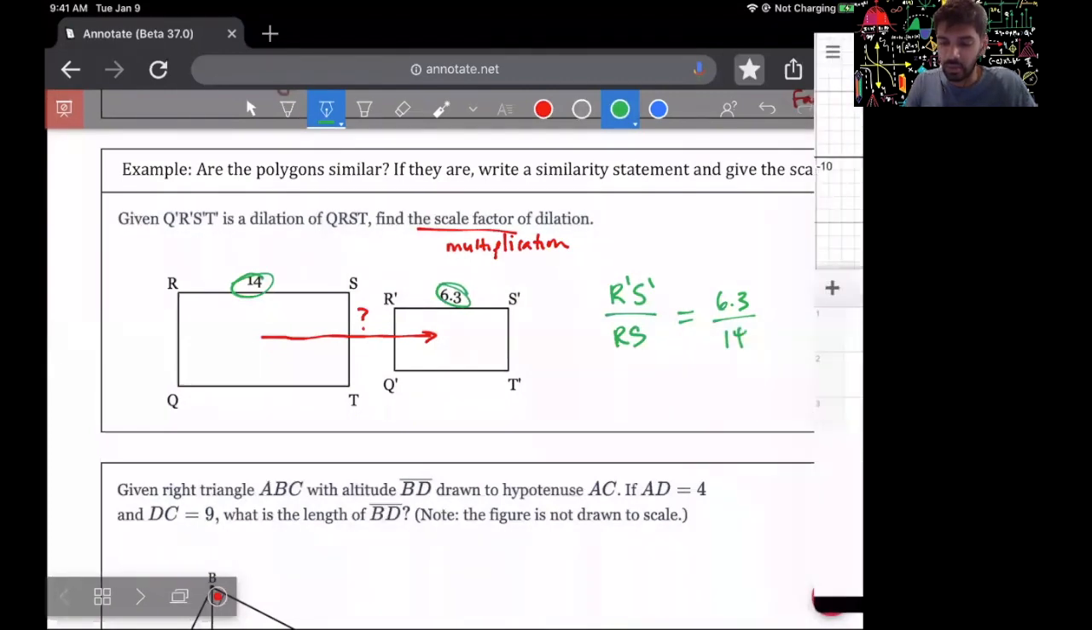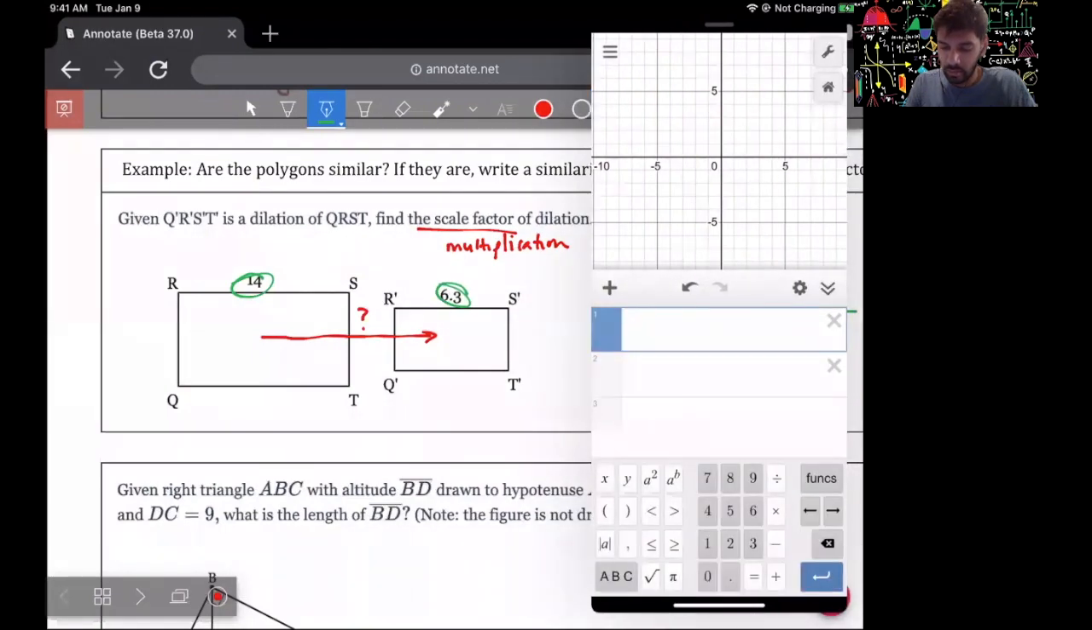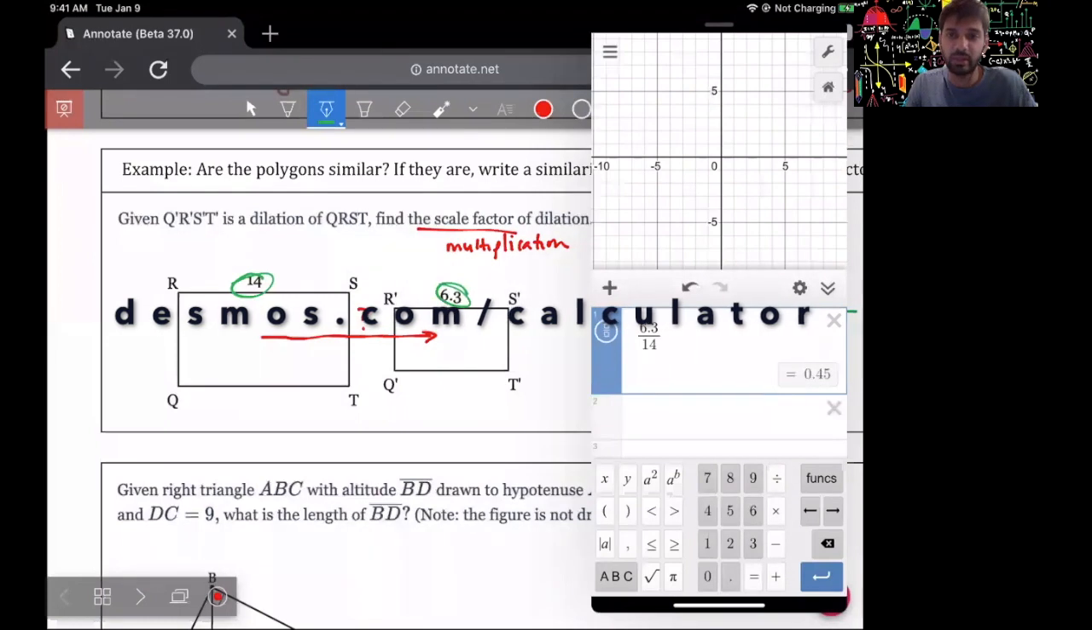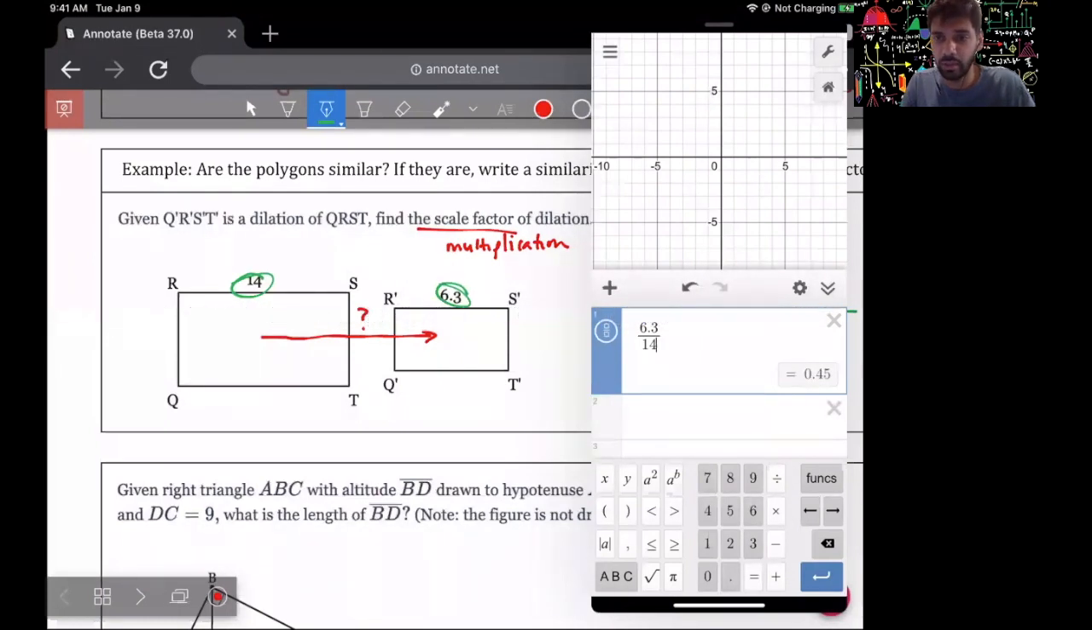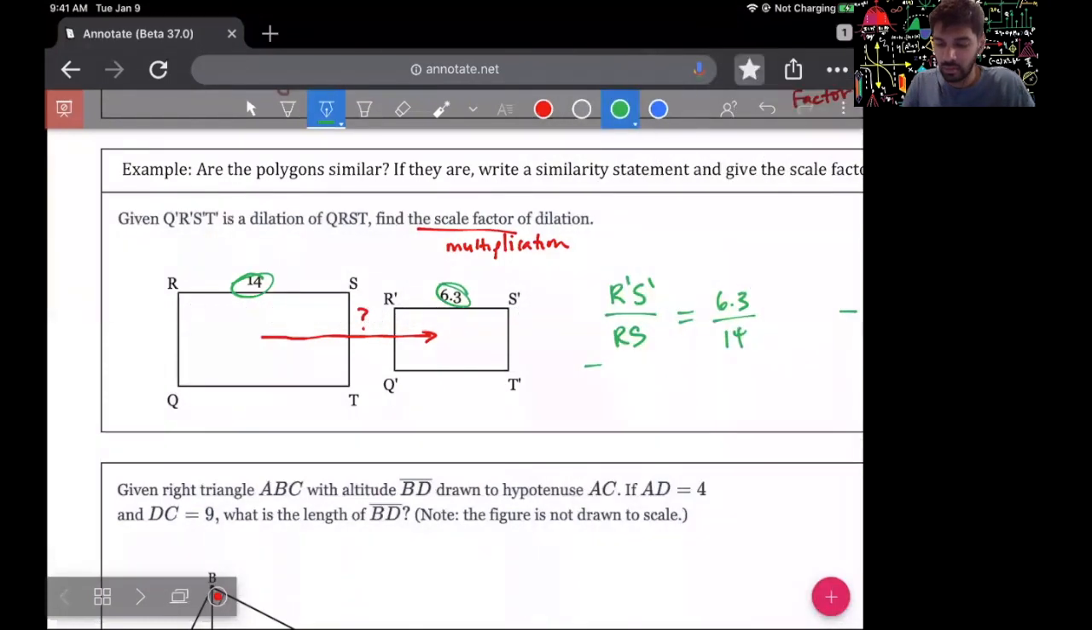And let's go ahead and do 6.3 divided by 14. This is Desmos that I'm using here, so I got 0.45. Equals 0.45, and that's what we call a scale factor.